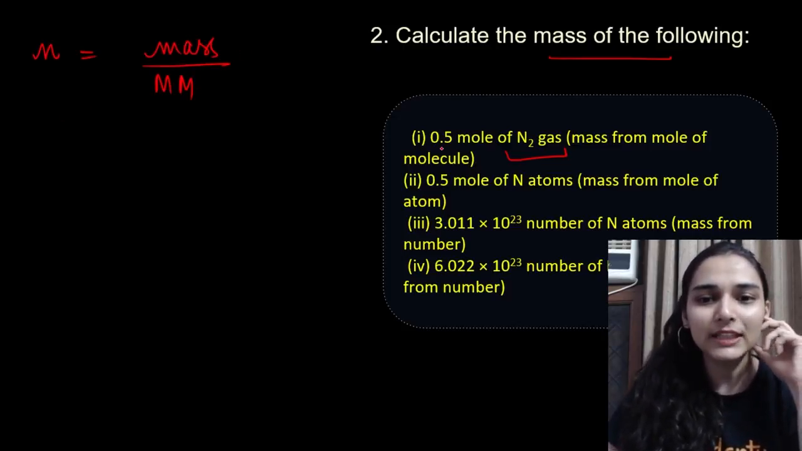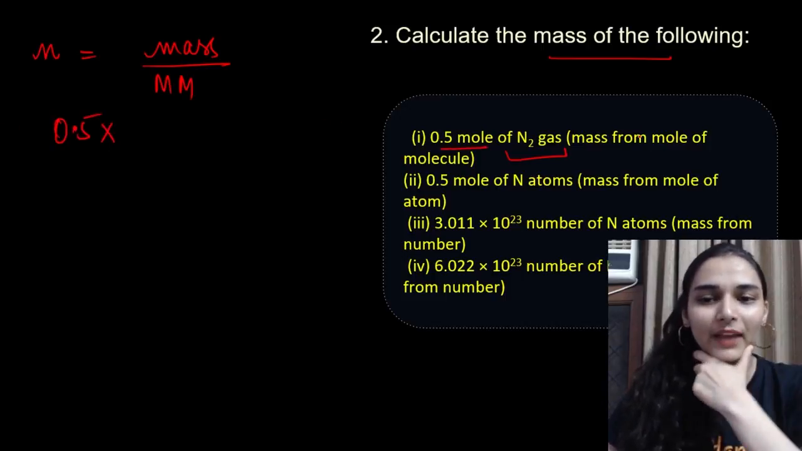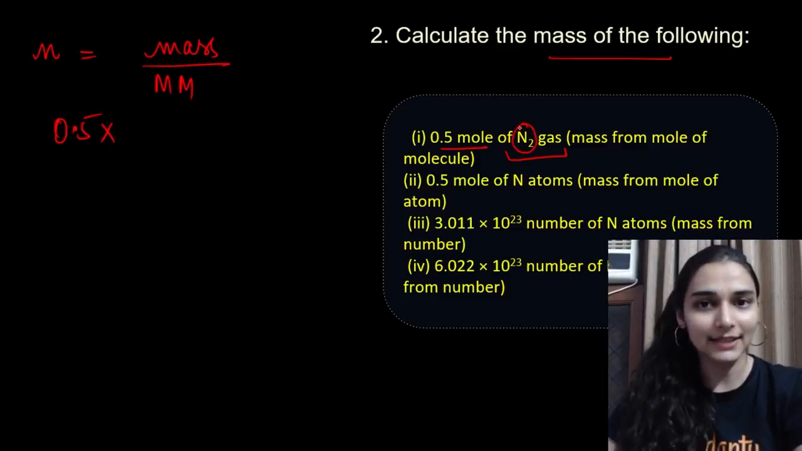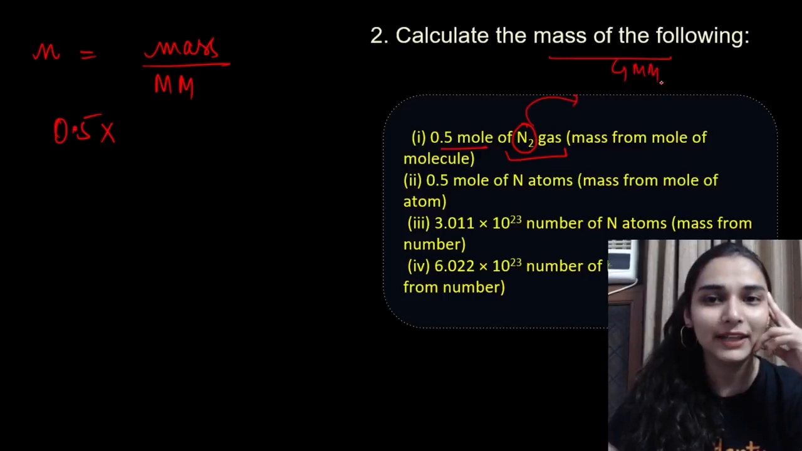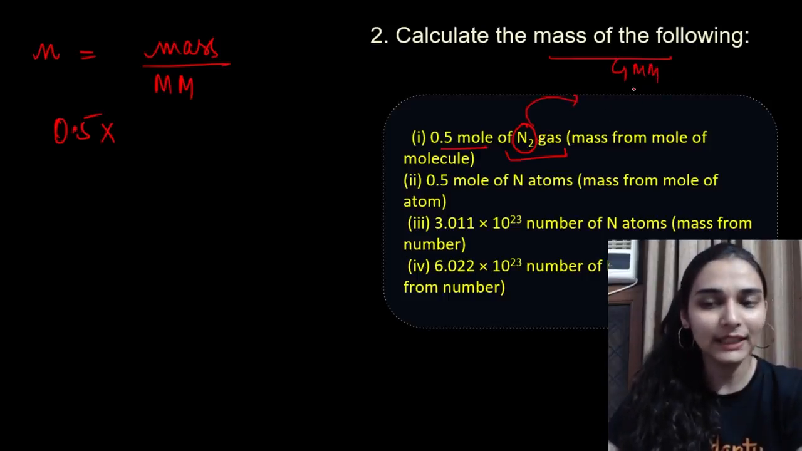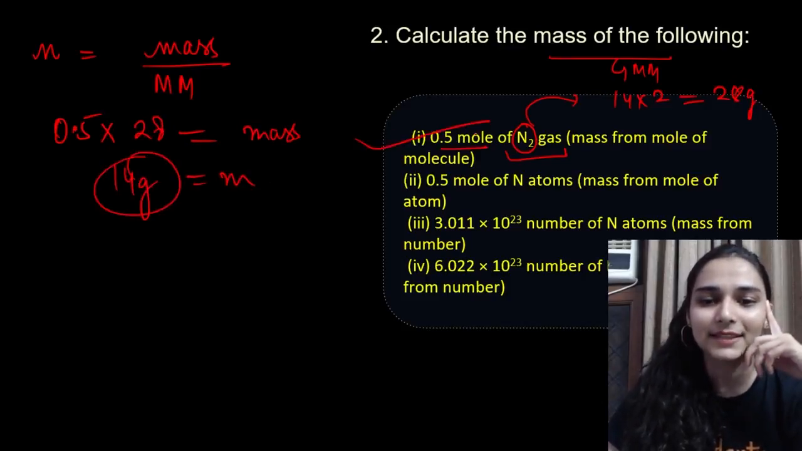सो नंबर ऑफ मोल्स कितने गिवन है मुझे? 0.5 moles is already given to me, and we are talking about nitrogen gas. Now you have to be very much particular. Nitrogen gas hai, so its gram molecular mass you have to find out. One nitrogen atom 14 gram, so 2 nitrogen ke liye 14 into 2, that will be 28 gram. Multiply by 28, this will give you the mass directly. So mass comes out to be equal to 14 grams.